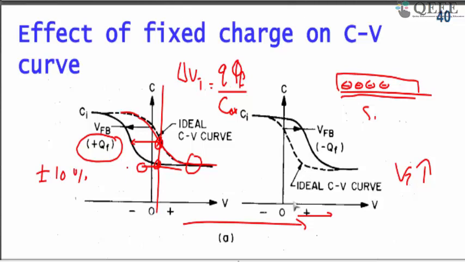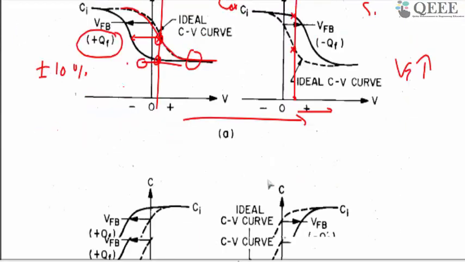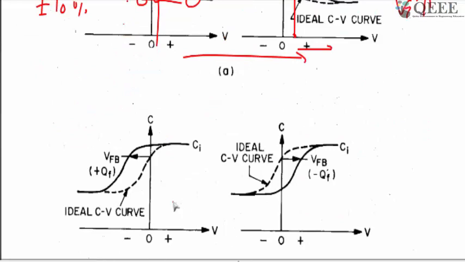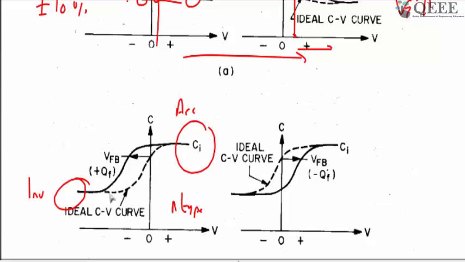Suppose you are a circuit designer, and suppose this was the bias voltage you applied. You are expecting here, but this is the capacitance you are going to get. So either way, whether it's a positive charge or negative charge, it's going to shift the characteristics. For example, if your substrate is N-type, you can see the accumulation is here, the inversion is here. If the charges are positive, your inversion layer is composed of holes now.